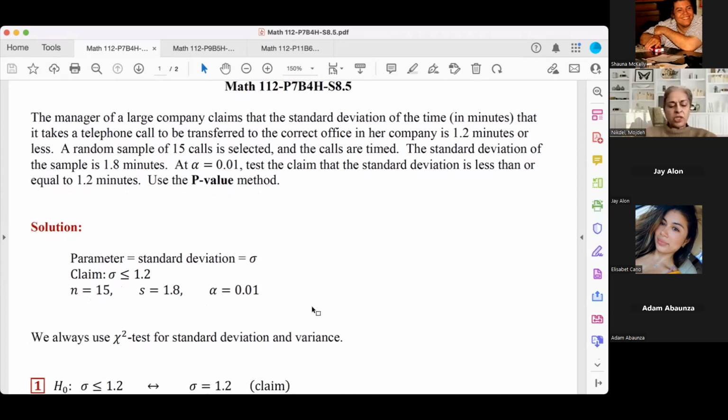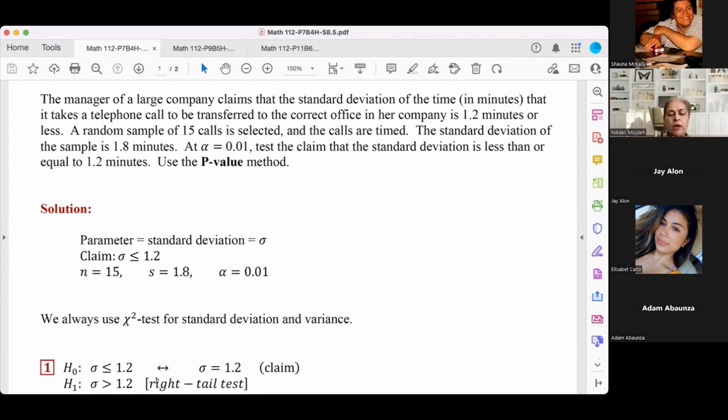Last week in class, I mentioned that every time you have less than or equal or greater than or equal, the author writes sigma or mu or p equal to k. So I put less than or equal, then the author's version, sigma equal to 1.2. You don't have to put the author's version. You have to write in front of your claim that this is a claim, so you know H0 is the claim for later. Then the alternative is sigma, the opposite of less than or equal, greater than 1.2.